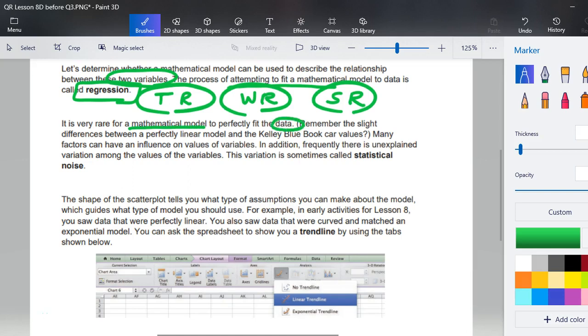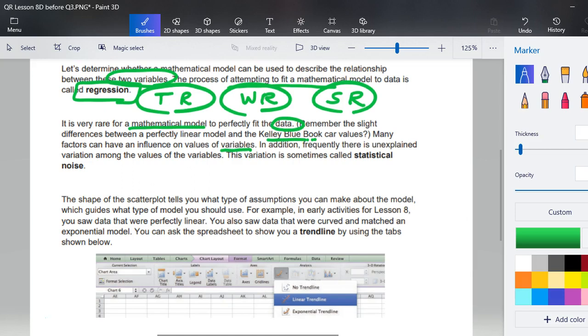Remember slight differences, like they were talking about the Kelley Blue Book. Many factors have an influence on values of variables. It could be that you misread the directions when you sent in your information. It could be that I've typed the data in incorrectly. We have a very small N. I think only 13 of you out of both of my online classes submitted information by last Wednesday.